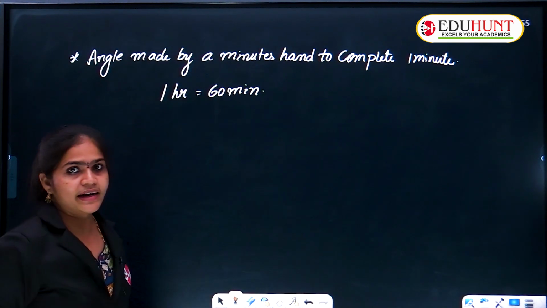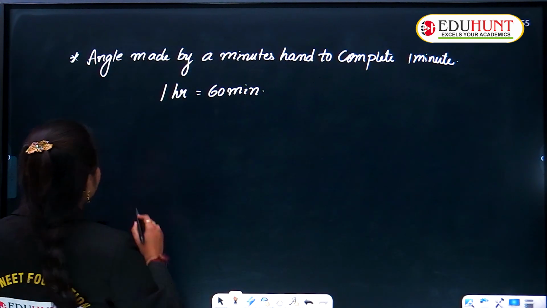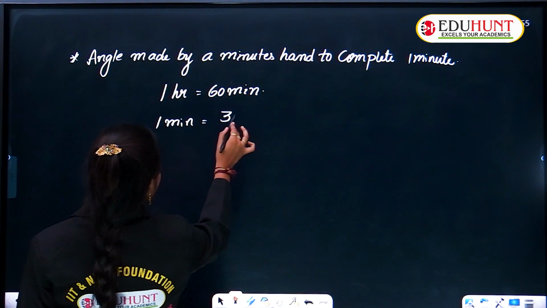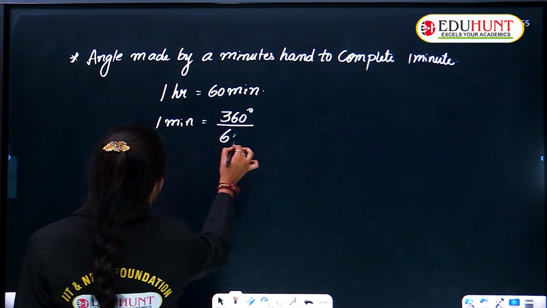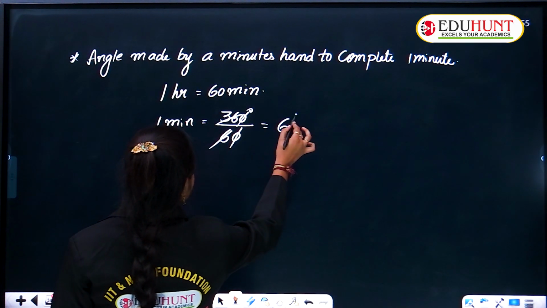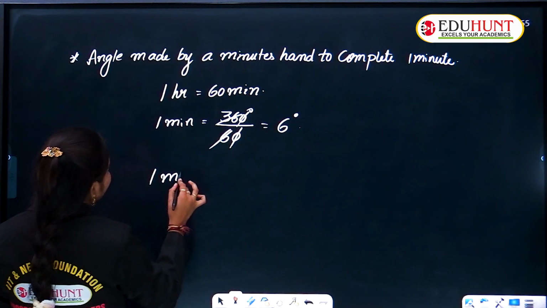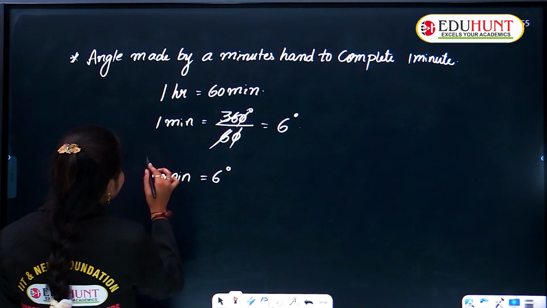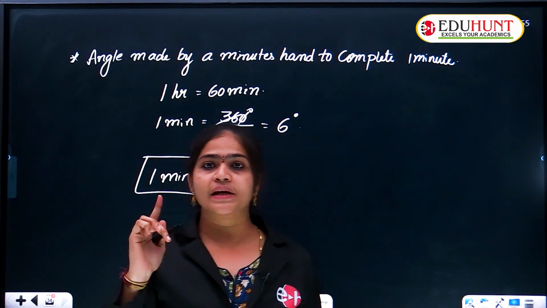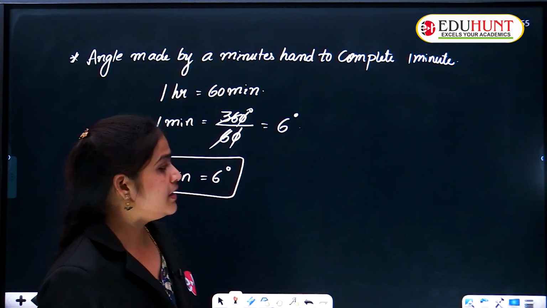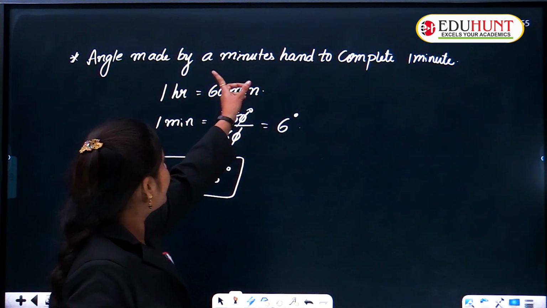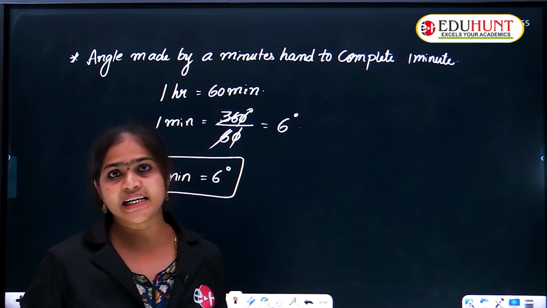Now how to find it: for 1 minute, how much angle does it take? 360 degrees by 60. The 0 and 0 get cancelled. 6 sixes are 36, so 6 degrees. Which means in 1 minute it takes a 6 degree angle. The minute hand takes 6 degrees to complete 1 minute. Understood? So this is how to measure the angles made by the hour hand and, in the same way, the minute hand.